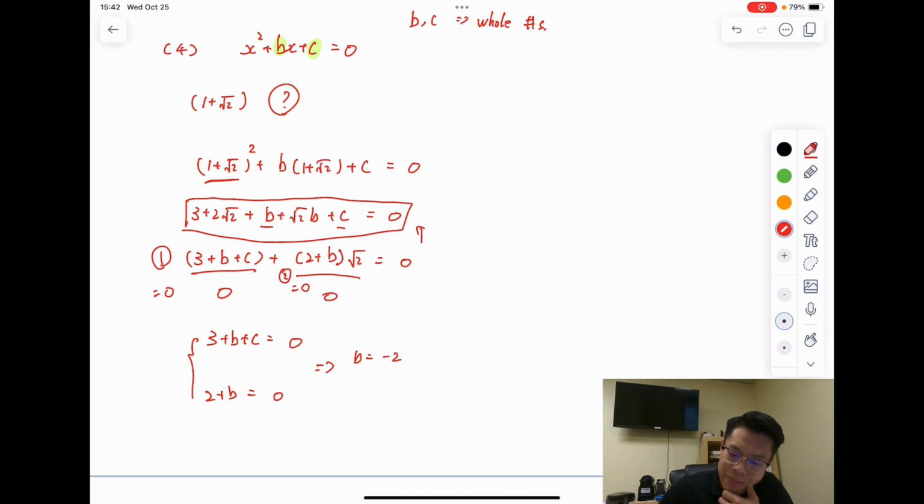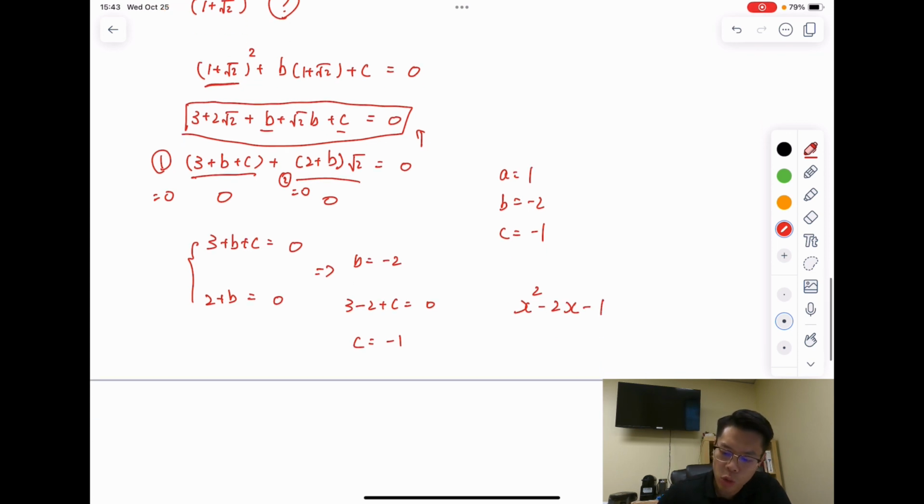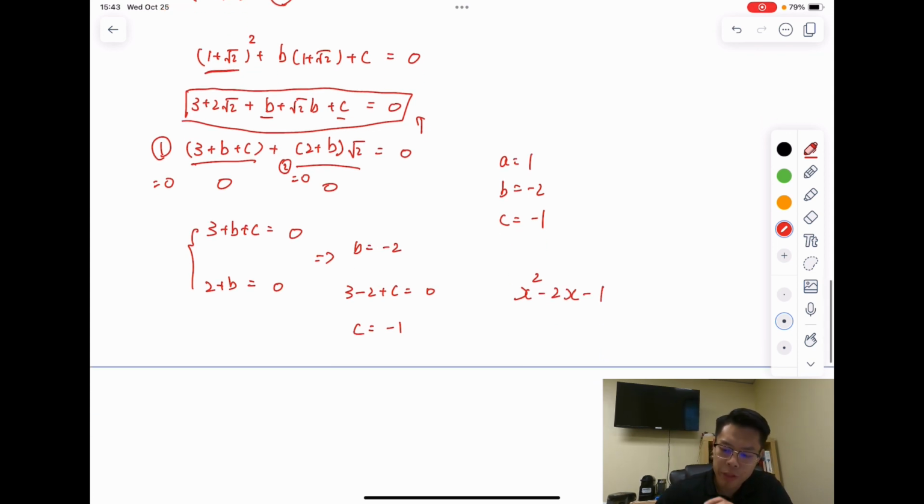And then if b is equal to negative 2, then 3 minus 2 plus c is equal to 0, which means that c is equal to negative 1. So I got my b equal to negative 2 and c equal to negative 1. Once I have b equal to negative 2 and c equal to negative 1, I also have my a equal to 1. So I can rewrite my equation right here as x squared minus 2x minus 1. Okay, so again, up until here, we solved b and c.